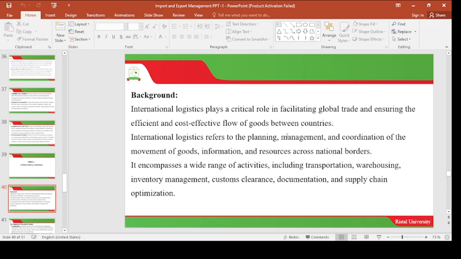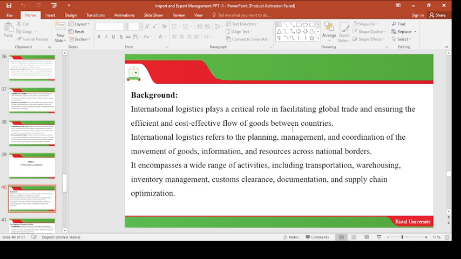So students need to acquire some knowledge in international logistics. It encompasses a wide range of activities, including transportation, that is the physical movement of these goods, then warehousing, that is storing these goods, and inventory management, that is management of the stock levels and keeping these goods in good shape, so that they do not go bad and they are not stolen.